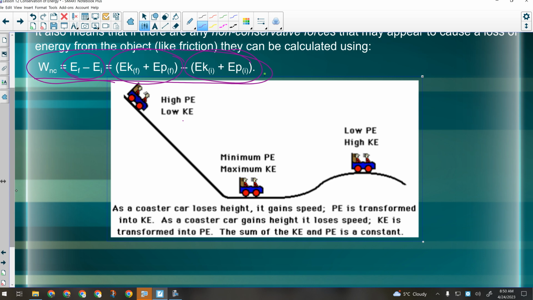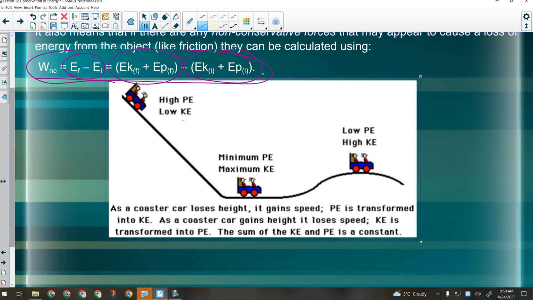When you get to the bottom, you would be at your minimum potential energy, but your maximum kinetic, which means at this point you'd be moving very fast. Exactly. And if you go over another little bump or something, you get a little more potential, you'd slow down a little bit, so your kinetic would be a little bit less. Everyone okay with that idea? You've all been on a roller coaster before?